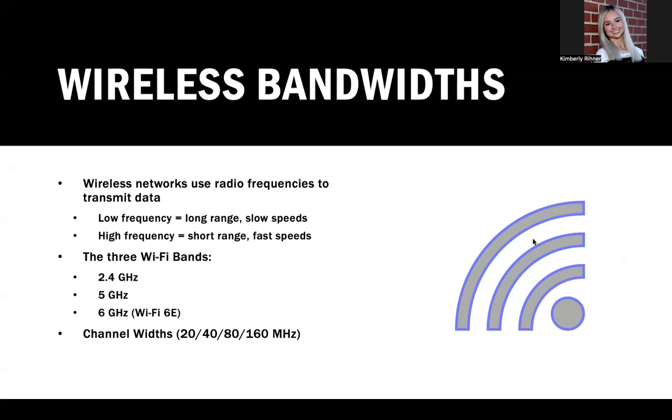And then channel widths, this can be 20, 40, 80, 160 megahertz. It's sort of like adding extra lanes to that highway. So 20 would be one lane, 40 would be two lanes, 80 would be four lanes, and then 160 would be eight lanes.